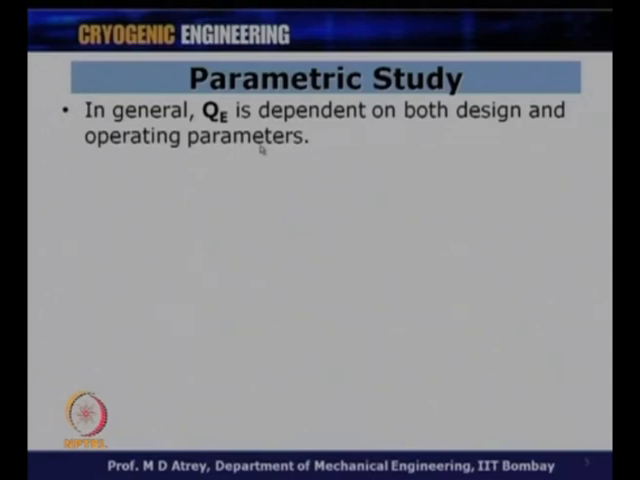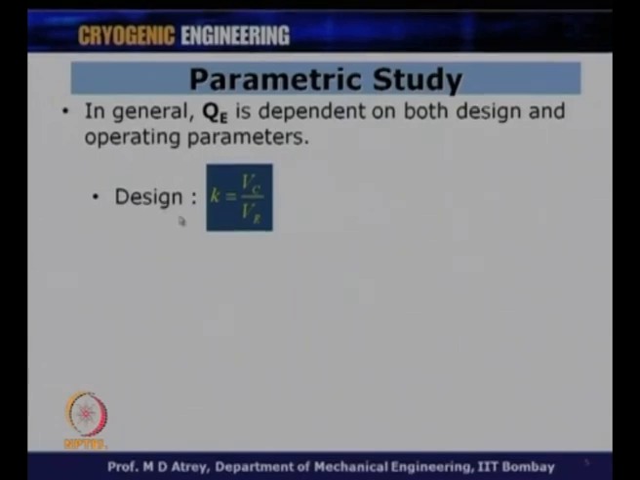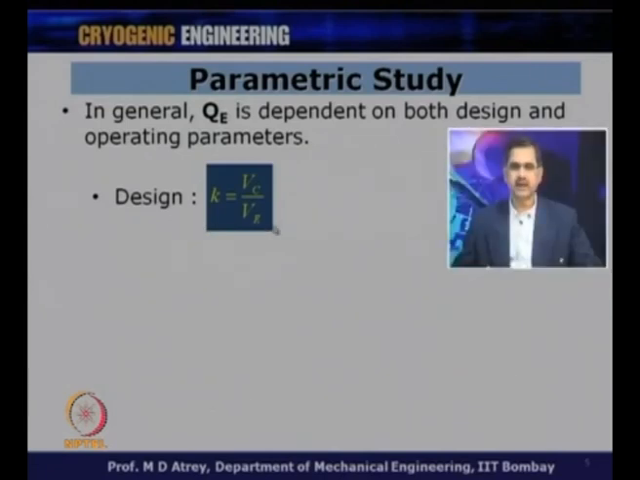So, all the parameters which affect the design of a cryocooler can be clubbed under two categories: design parameters and operating parameters. What are design parameters? The design parameters are the ones which cannot be changed. Once the design is made, you can't change those parameters, and therefore, they are mostly related to the design aspect or dimensional aspects.